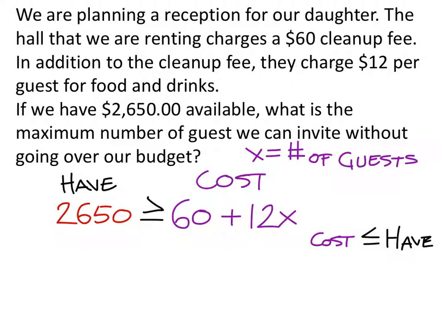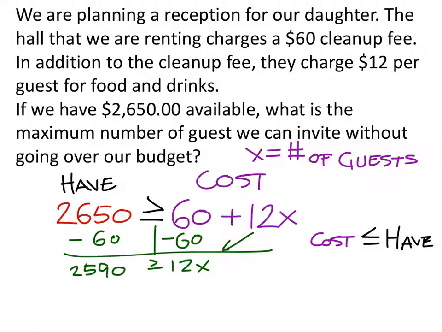And from here, now that we have it, we're just solving it the same way that we've been solving these other ones. We'll subtract 60 from both sides to begin with. And then we'll divide by 12 on both sides. That's correct. So yeah, seeing that the answer here is 215.83, even though for the most part we would think about rounding this up, right? But since we are looking at costs specifically, and x was the number of guests, that means we would have to round this down.